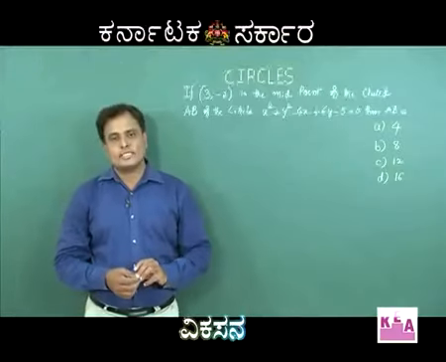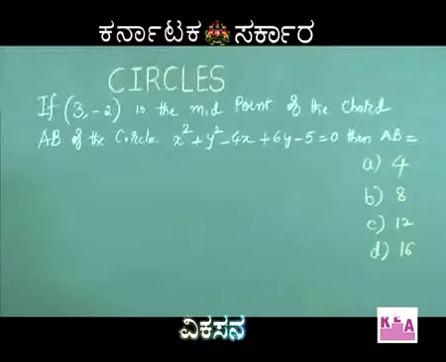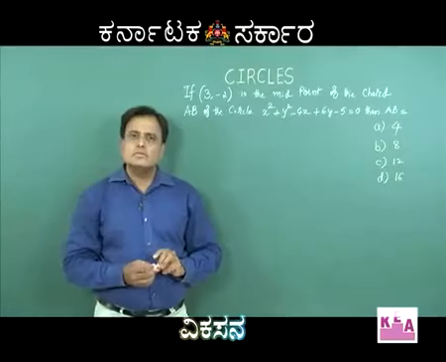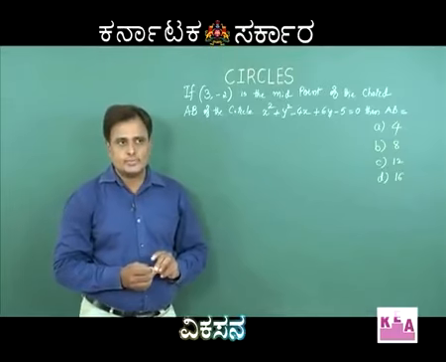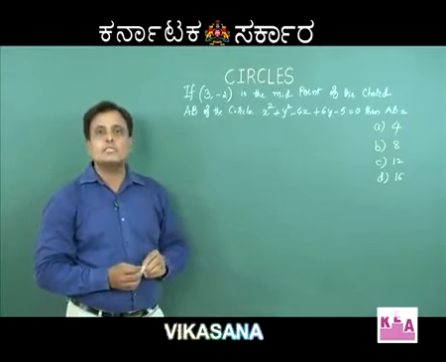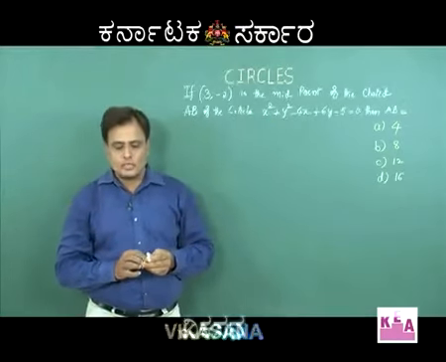Let us go to the next example. If 3 comma minus 2 is the midpoint of the chord AB of the circle x square plus y square minus 4x plus 6y minus 5 is equal to 0, then AB is equal to, options are option A 4, option B 8, option C 12, and option D is 16. So to find the length of the chord, what is the simple technique, what is the formula to be used, or what is the trick to be used?